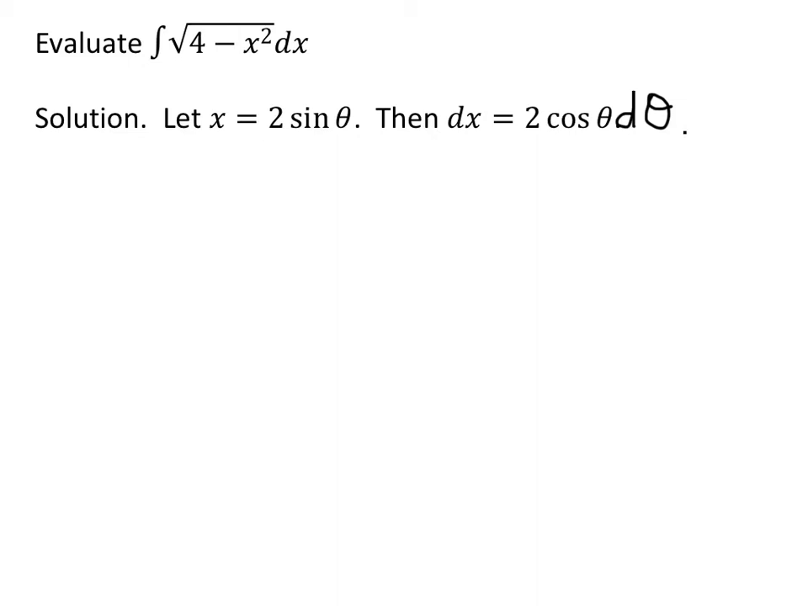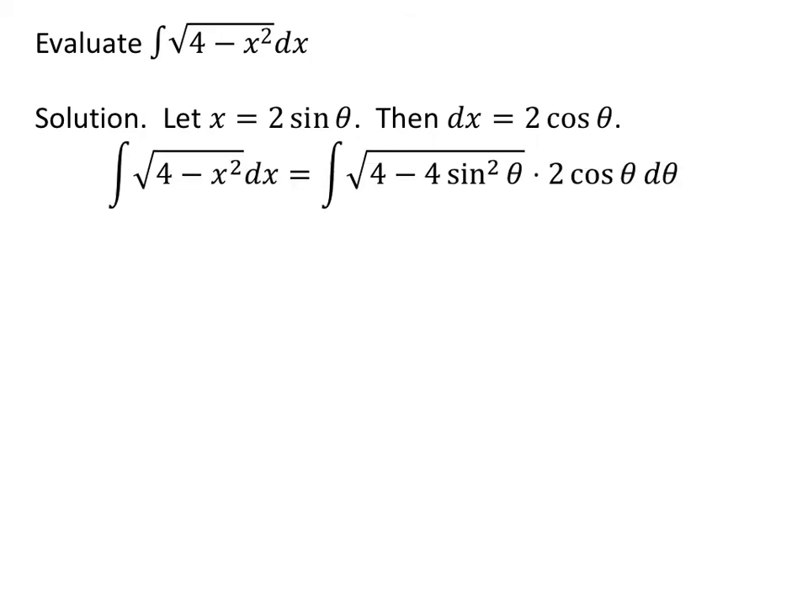We make our substitutions. So the square root of 4 minus x squared becomes, when I substitute, I'll do a little bit of extra work in the process. I'll square 2, which gives me this 4. I'll square the sine, which gives me sine squared. And dx becomes 2 cosine theta d theta. Again, remember that d theta should be there.